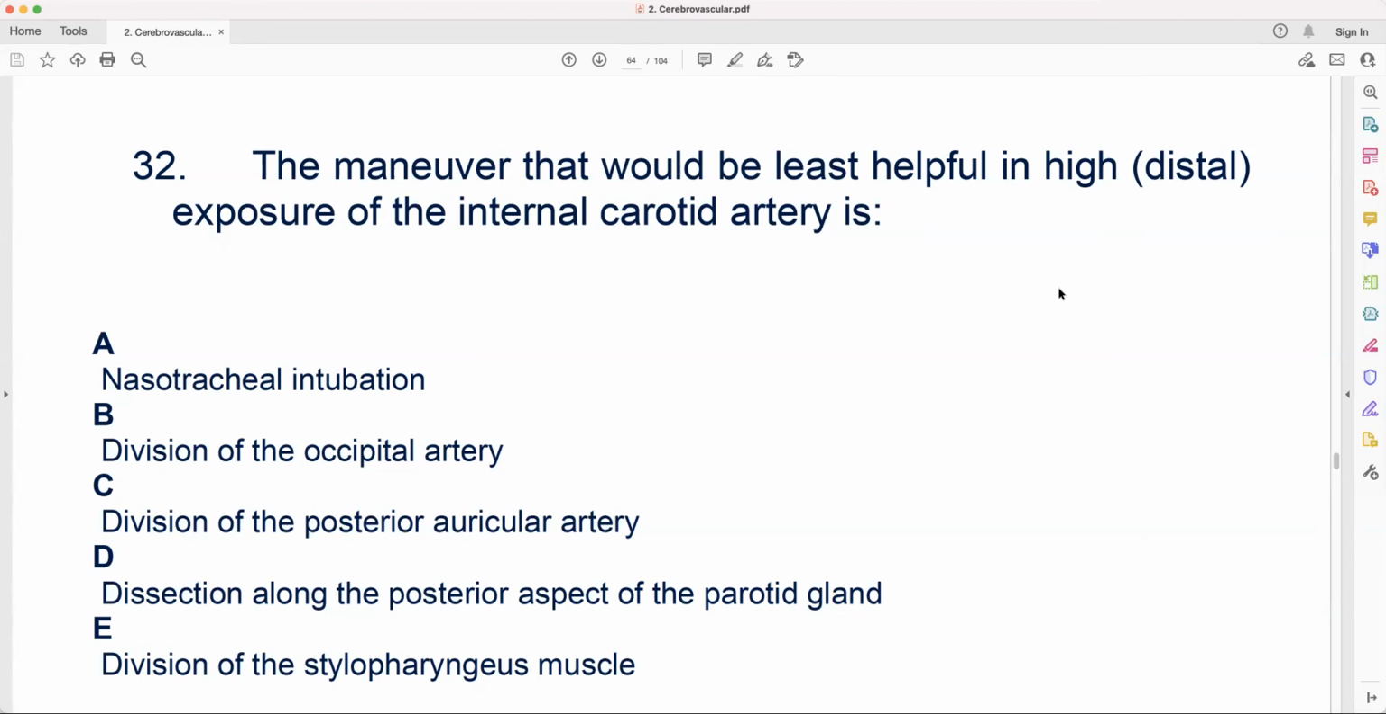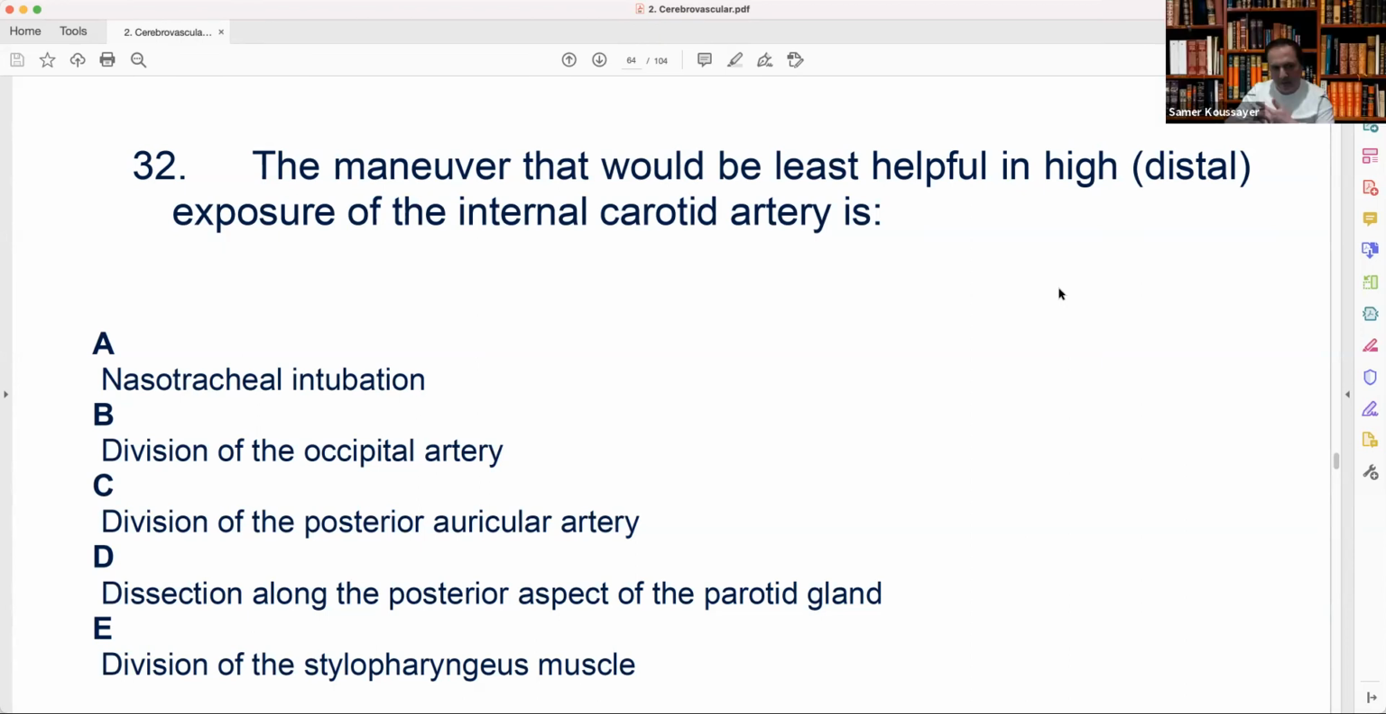Division of the stylopharyngeus muscle. I think this is to release all muscle attachments to the styloid process. Some people even resect the styloid process. But in reality, the only things that really help a lot are dividing the digastric muscle and the occipital artery. I think these really get you high. I did that a couple of times. I never had to do any of the others, like nasotracheal intubation or the posterior aspect dissection.